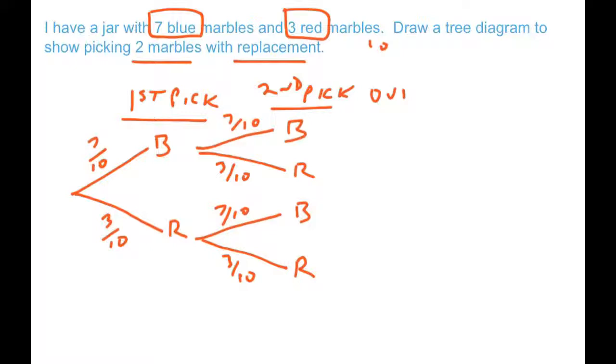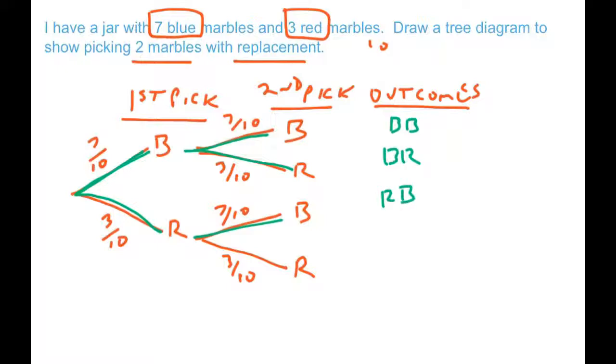Alright, then I have a column that I call outcomes. These are just all the possibilities. Okay, and I'm just going to follow the branches. So, follow blue, blue. Follow blue, red. Could have done red and then blue. Or red, red. Right, there's the only 4 possible ways that I could choose 2 marbles with replacement. I could get a blue and a blue, then a blue and a red, a red and a blue, or I could get 2 reds.